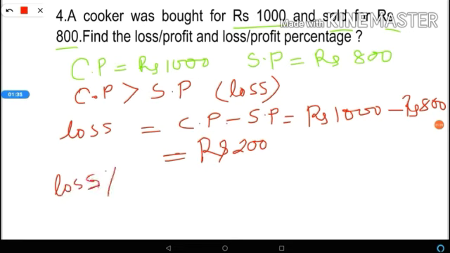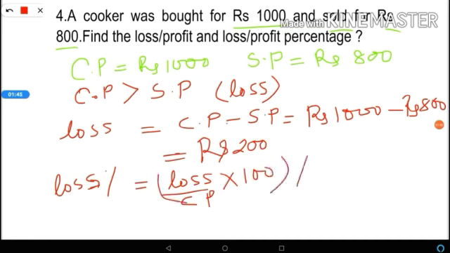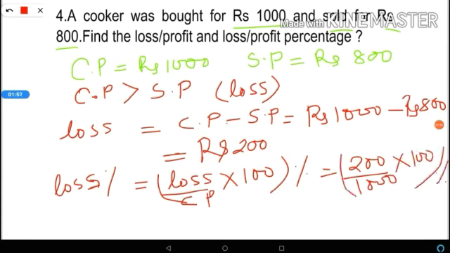Now, we have to find out loss percentage. Therefore, formula for loss percentage is equal to loss by CP into 100. Put the values in this formula. That is, loss is 200 by 1000 into 100. Now, simplify this. Cancel zeros in 200, 100 and in 1000. So, 20 is left over. Loss percent is equal to 20%.